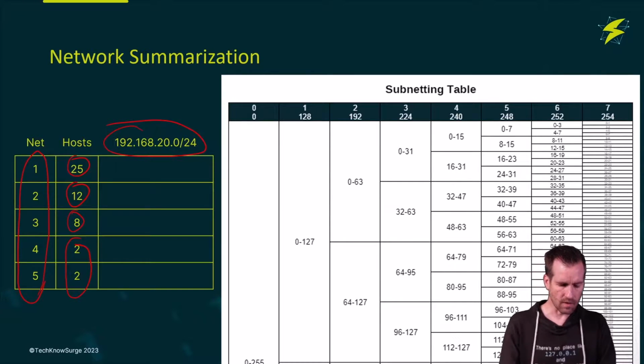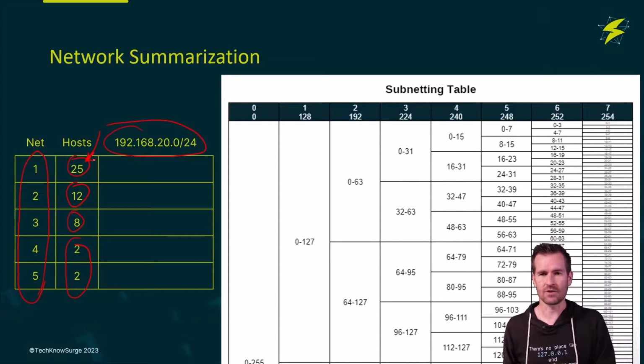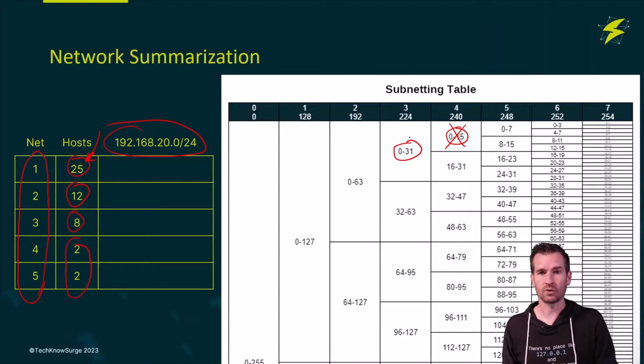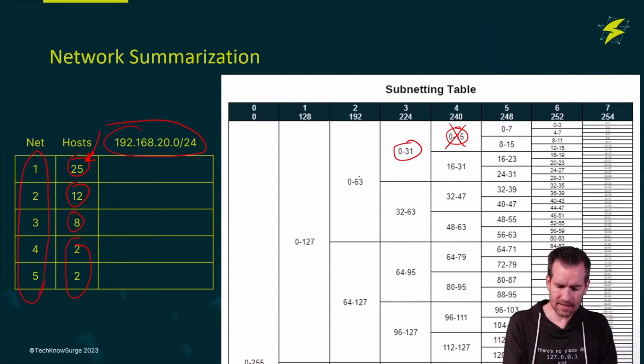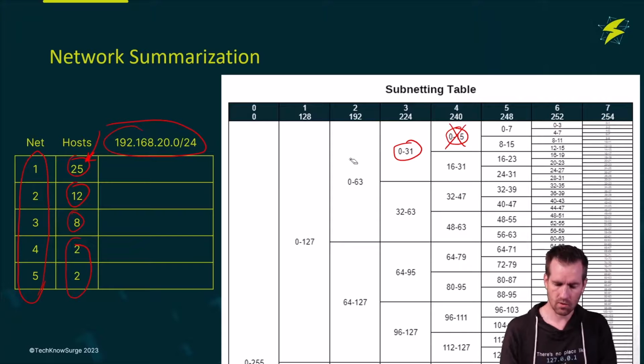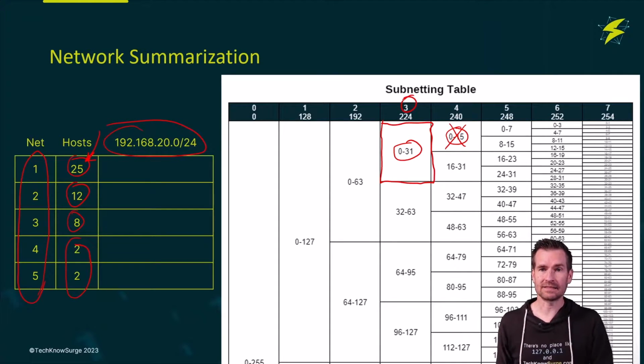The first thing I'm going to do is start with the largest one. That makes this whole process a lot easier. The largest one is 25 hosts. So I look for something that can provide for 25 hosts. This wouldn't be able to provide for 25 hosts. It's not enough. This would be able to provide for 25 hosts. We've got 32 hosts, that's a range of 32 IP addresses altogether. This could also provide that, but then we have a lot of excess, so I'm going to ignore that one. The one that I'm going to want is this one right here, and I need to borrow 3 bits to make that happen.